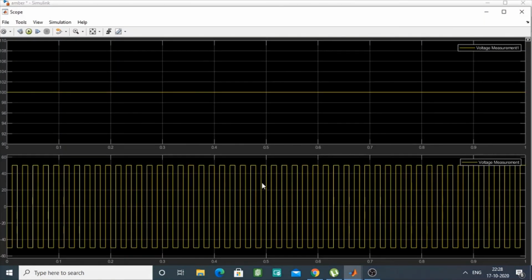As you can see over here, this is a 100 volt DC which is taken as input, and the output is a square waveform AC. So 50 volts positive and 50 volts negative over here, you can see. So this was all about a single phase half bridge inverter, which converts DC power to AC power.